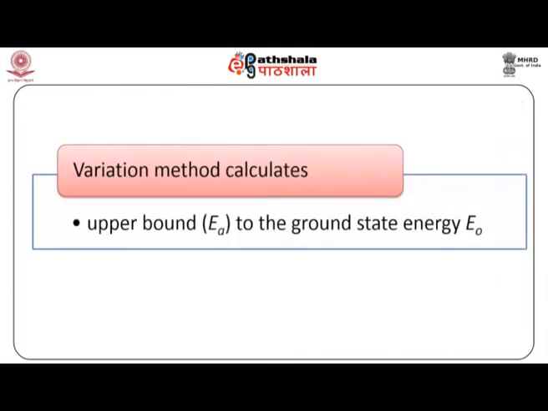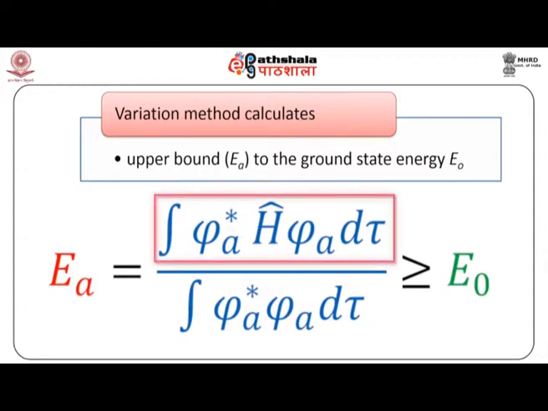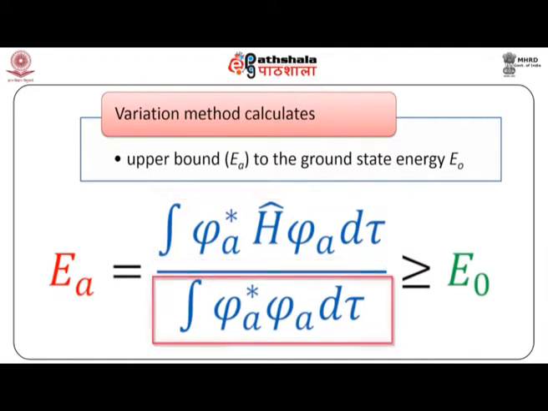The variation method calculates an upper bound E_A to the ground state energy E naught by using any appropriate guess or trial function psi A, where the approximate energy is calculated as, in the numerator, the integral of psi A star into the exact Hamiltonian into psi A d tau, upon, in the denominator, the integral of psi A star into psi A d tau.